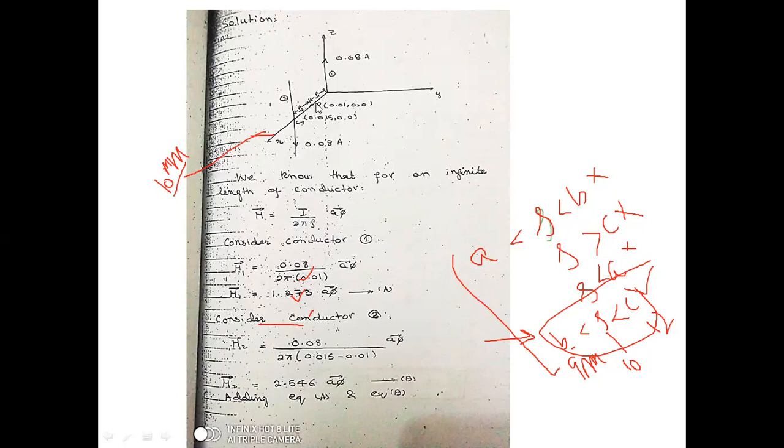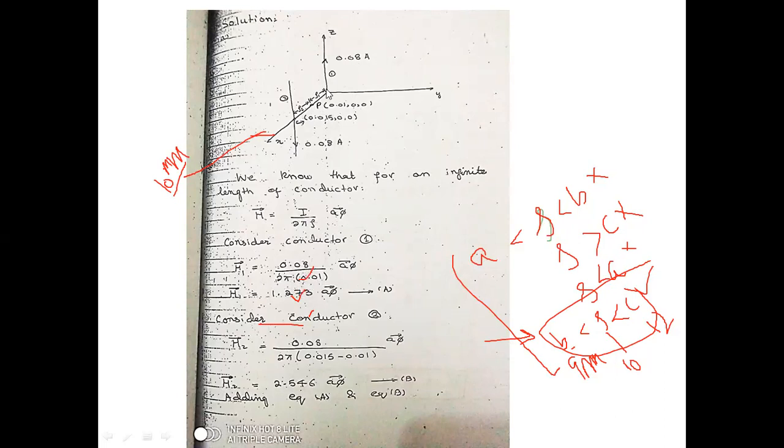Then we will consider conductor number 2, and then we will combine these two. So for conductor number 1, which is located at the origin, h1 is equal to 0.08 over 2 pi times 0.01.